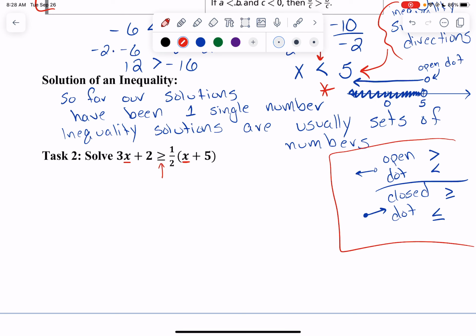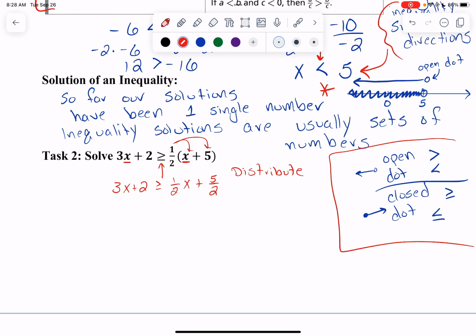So I need to get all my x's to one side. I have a 1/2 here, so the first thing I'm going to do is distribute. Okay, justifying my steps. First thing I'm going to do is distribute. So I will have, again, 3x plus 2 greater than or equal to 1/2 x plus 1/2 times 5 is 5/2. Okay.